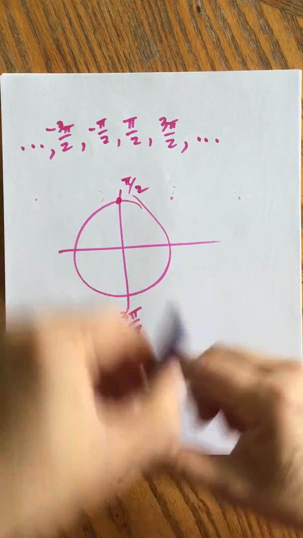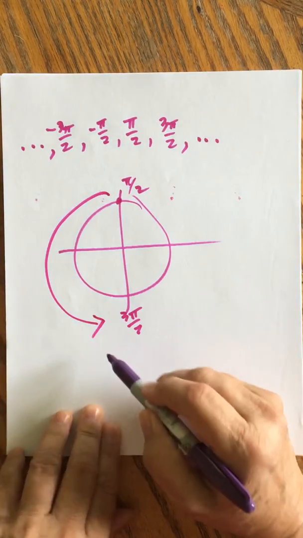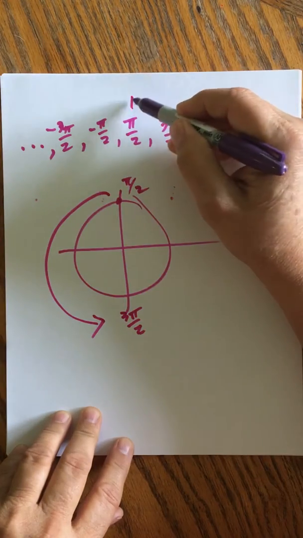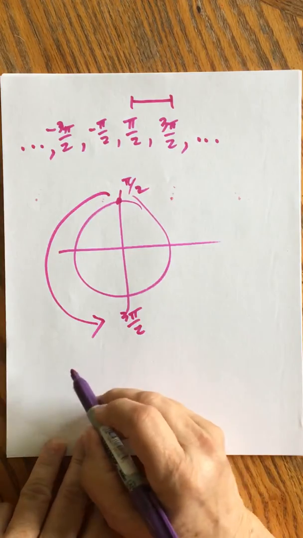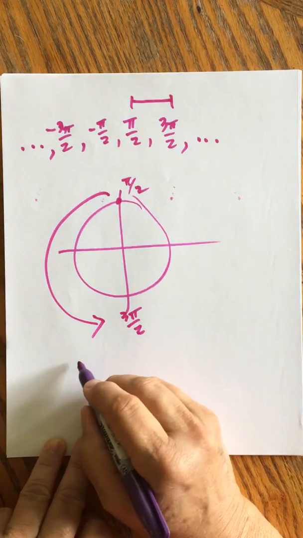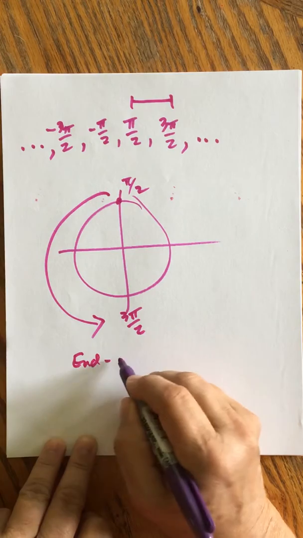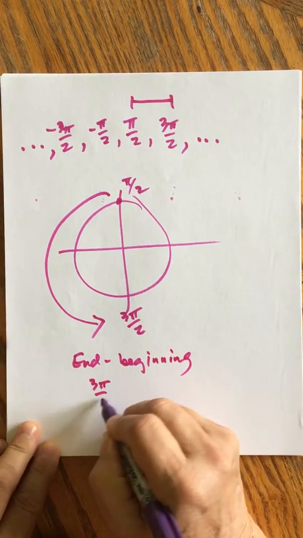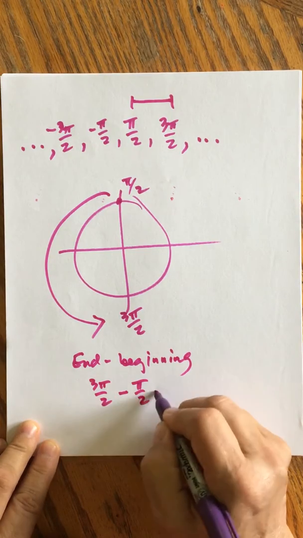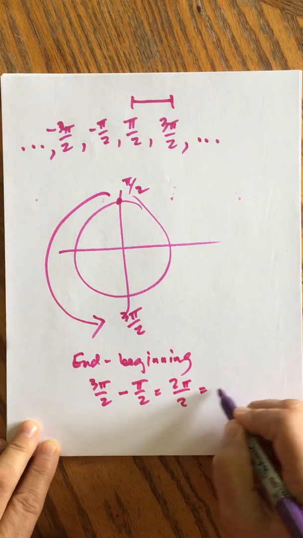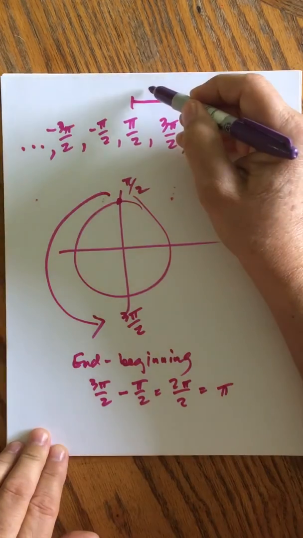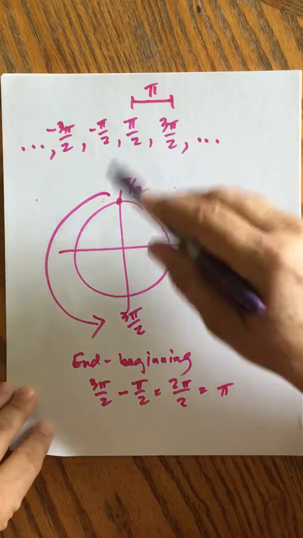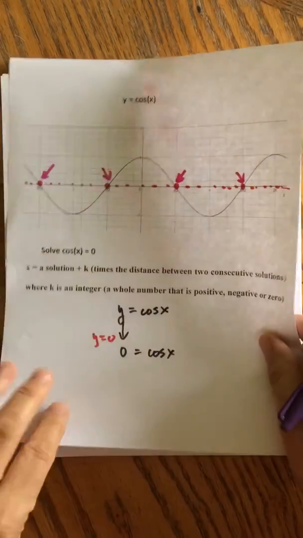How far did I go when I rotated from pi over 2 to 3 pi over 2? Let's figure out that distance. Here are two consecutive solutions, so let's take end minus beginning. 3 pi over 2 minus pi over 2 is 2 pi over 2, or pi. So the distance from here to here is pi. Is that going to be true for every two consecutive solutions we use?